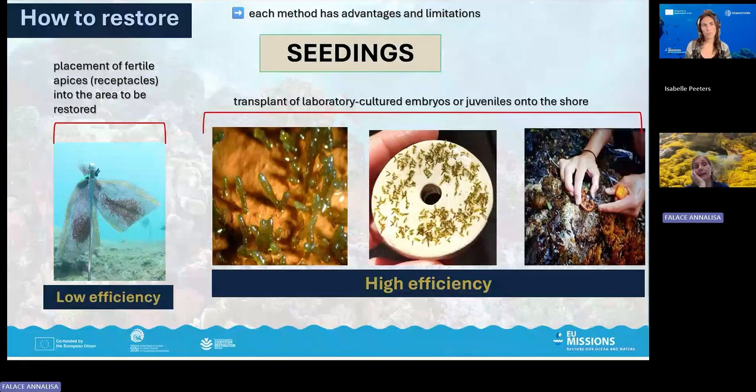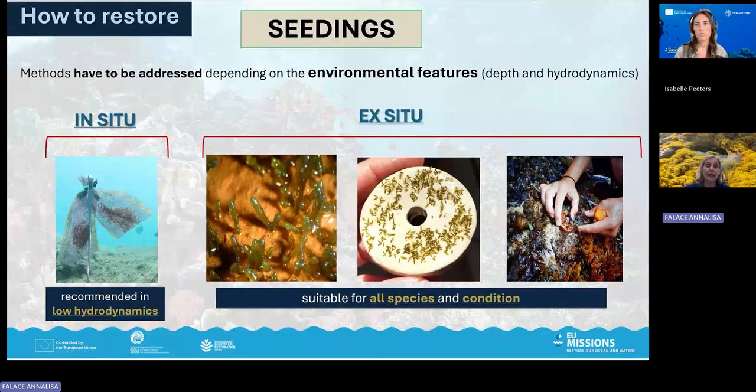In particular, the in situ method means the placement of fertile receptacle apices. These are short branches with fertile receptacles that are placed directly in the field. It has a low efficiency because the zygotes that settle on the substrate can have a high mortality in the field. The second method that we have developed in Trieste is ex situ restoration. That means the culture of embryos in mesocosms in the laboratory and then the outplanting in the field.